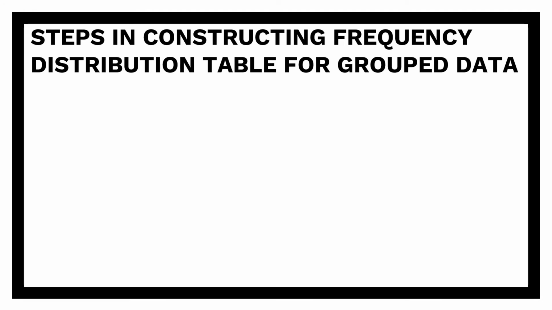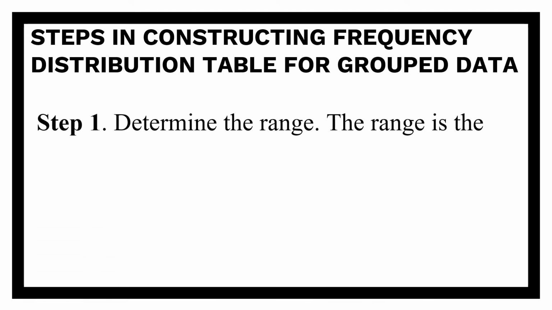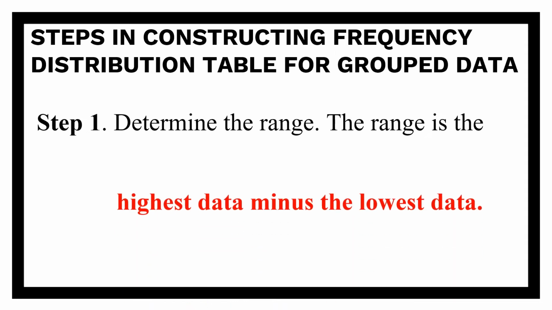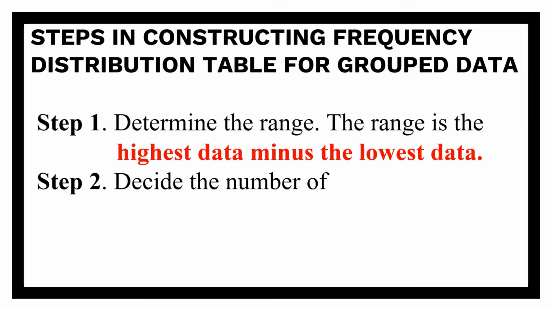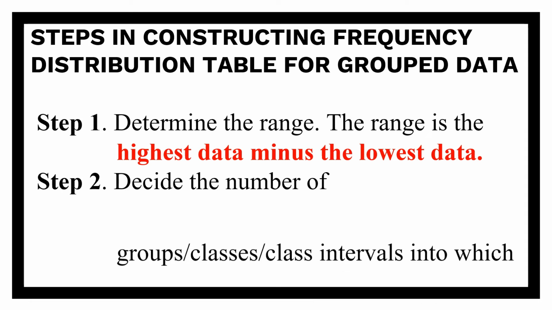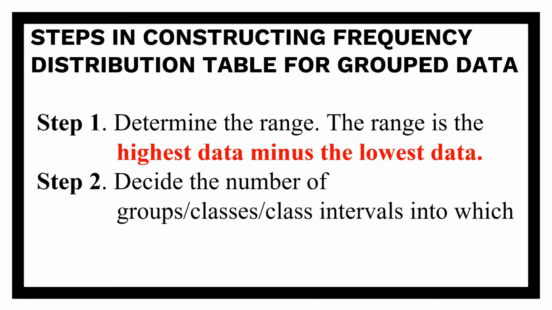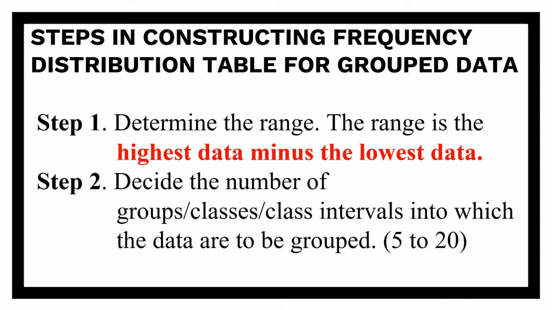So the steps in constructing frequency distribution table for grouped data are: first, determine the range. The range is the highest data minus the lowest data, or the number. Step 2, decide the number of groups, classes, or class intervals into which the data are to be grouped. So you can choose from 5 to 20, but more than 20 is no longer advisable. Okay, so just choose from 5 to 20.